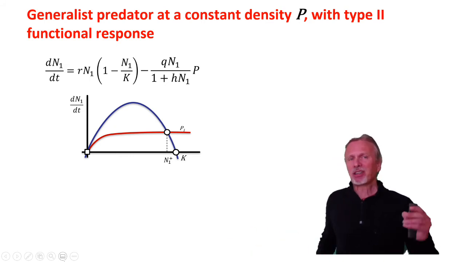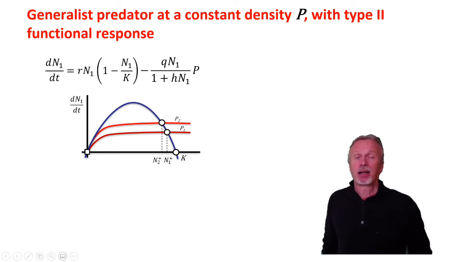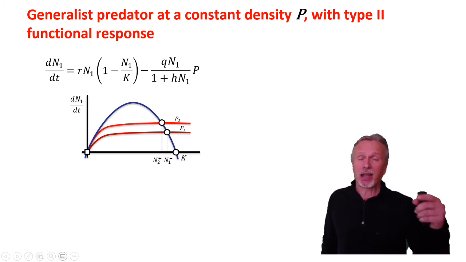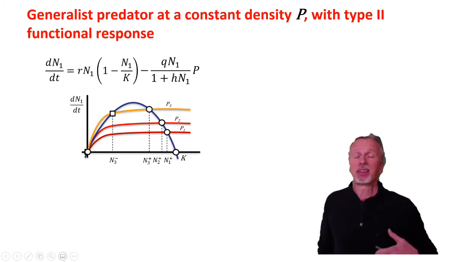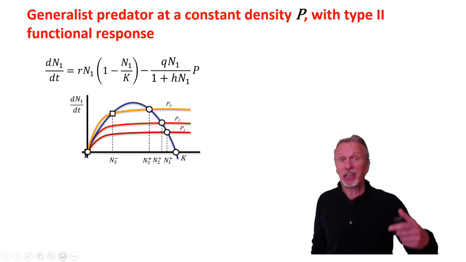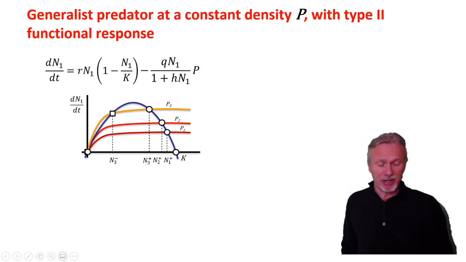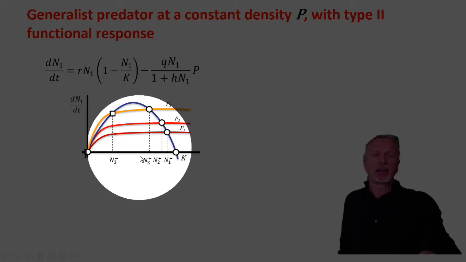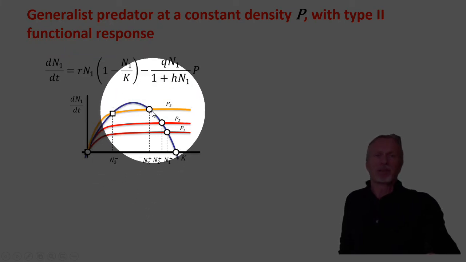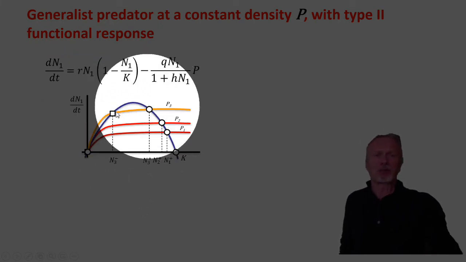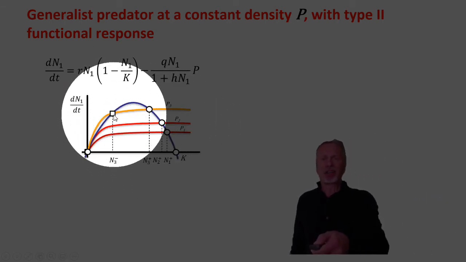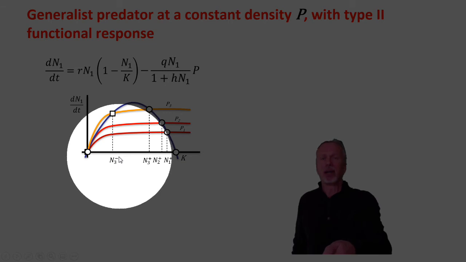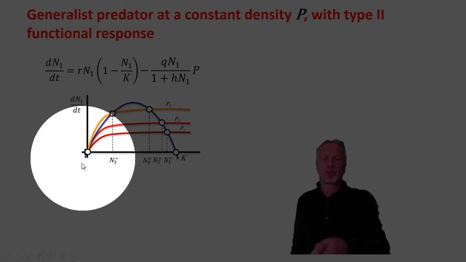If for any reason the number of predators increases and becomes P2, we're going to get a new equilibrium point, a new density, which is actually lower than before. And if the predator density is even larger, say P3, we're going to get a new equilibrium point, which is going to be here. But the interesting thing is, because of the curvature of the functional response, we're going to get actually another intersection here for N3, right? And then, of course, we always have the origin.